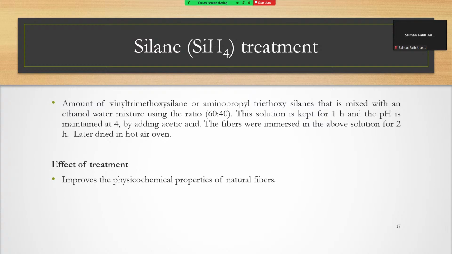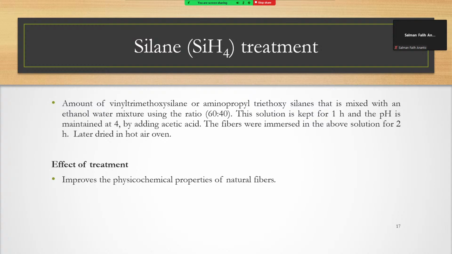The next one is benzoyl peroxide treatment. In benzoyl peroxide treatment, the natural fibers are immersed in 6% benzoyl peroxide in acetone for 30 minutes. The treated fibers are washed and dried for 24 hours. The effect of this treatment is that it enhances the adhesion mechanism between the natural fibers and the polymer matrix.